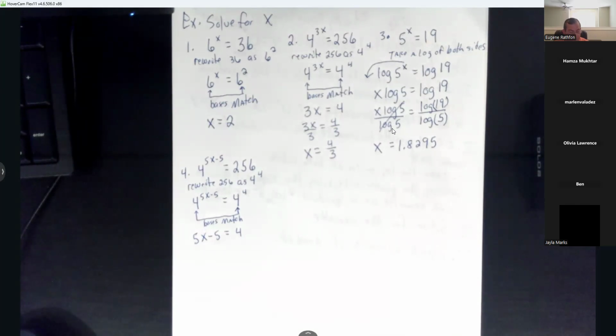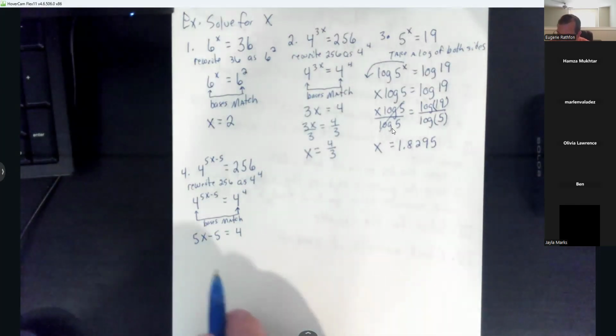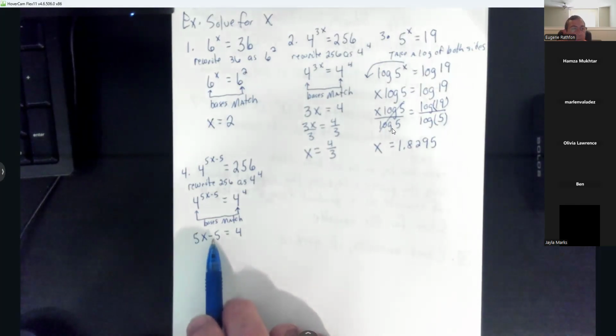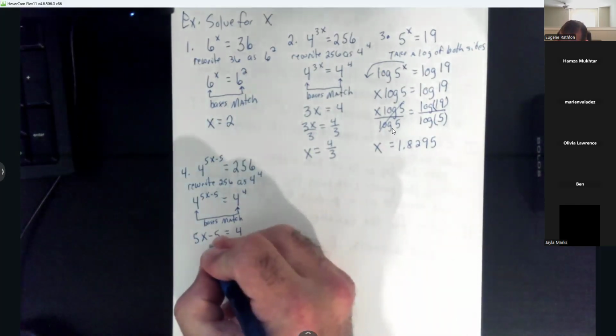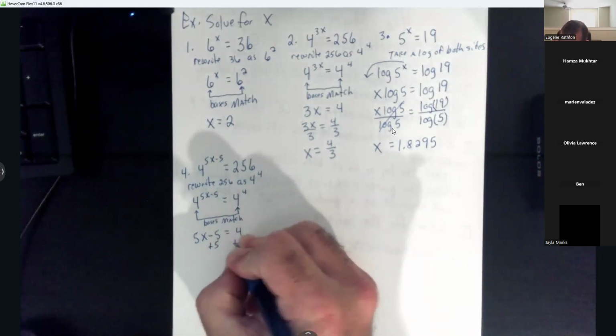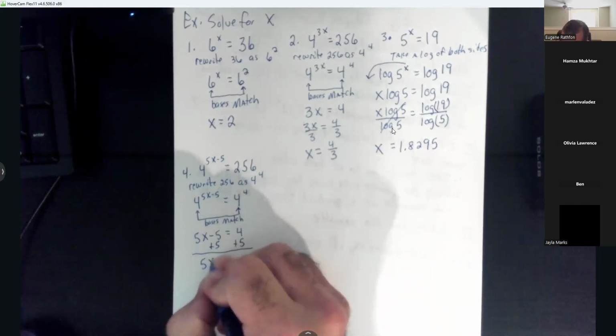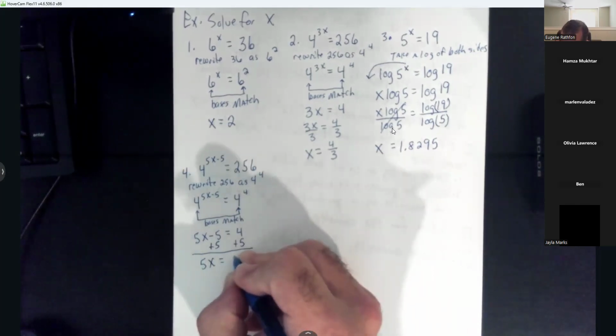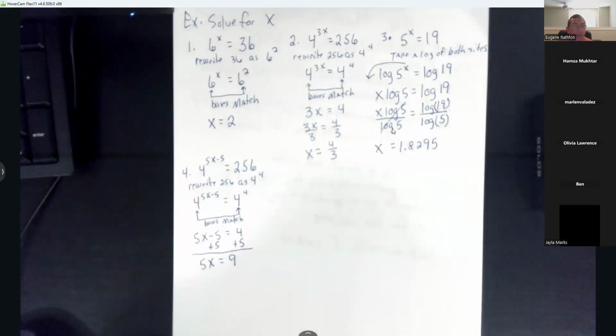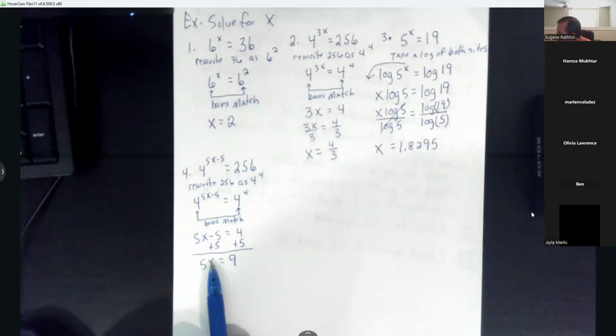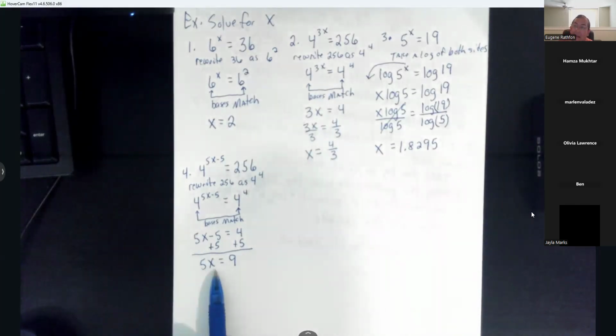All right, so now we just have an issue that we just got to solve for that x. To solve this one for x, we're going to what? Add 5 and then divide by that 5. So let me add 5 first. That's going to give me my 5x. That cancels. That's going to equal 9. And then let's make the x into a 1 by dividing both sides by 5.